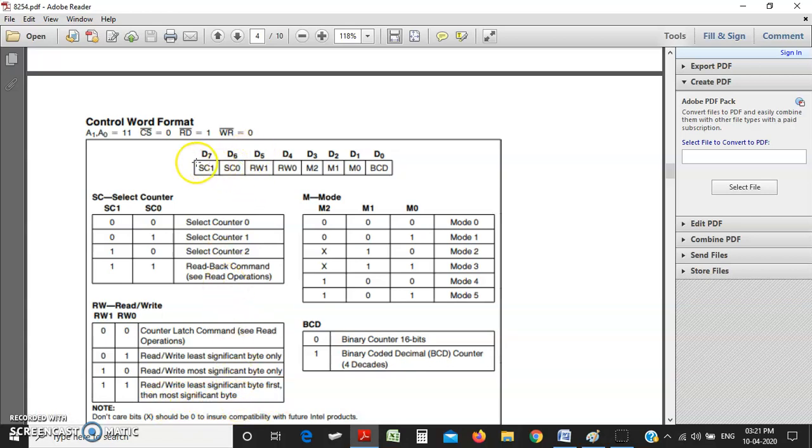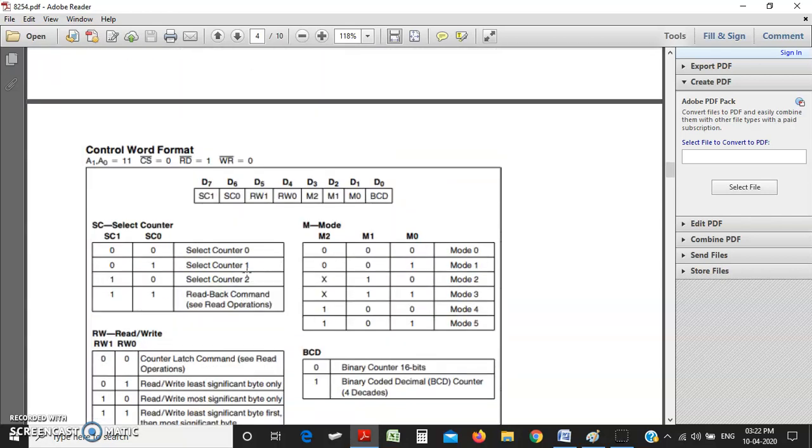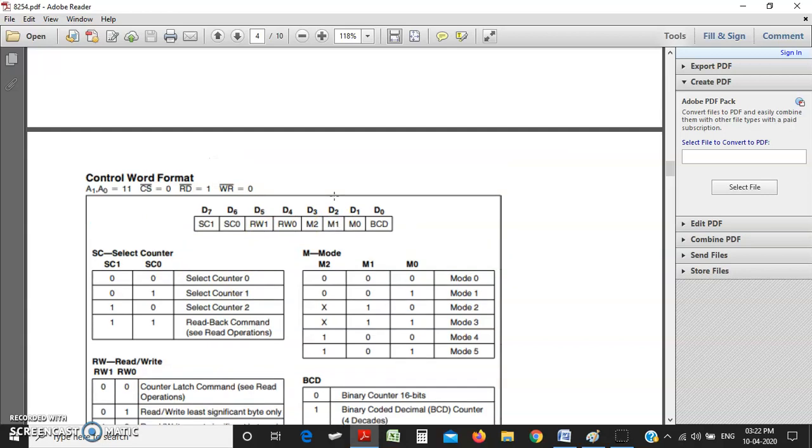Next, D6 and D7 pins select the counter. Which counter will be selected? So 00, counter 0 will be selected, 01 counter 1 will be selected, 10 counter 2 will be selected, and 11 will denote the read back command. So this is the control word which will decide which mode, which counter and which operation will be selected for the IC 8254.